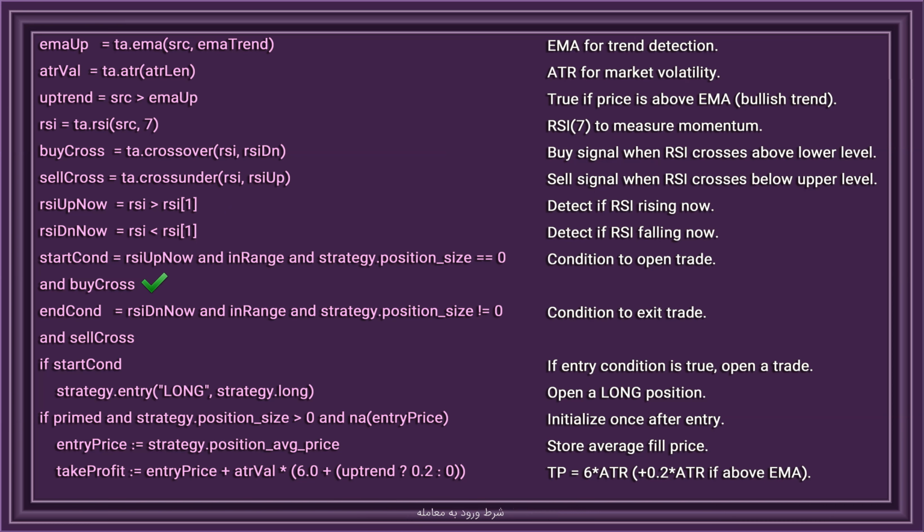Condition to open trade. Condition to exit trade. If entry condition is true, open a trade. Open a long position. Initialize once after entry. Store average fill price. TP equals 6 ATR plus 0.2 ATR if above EMA.